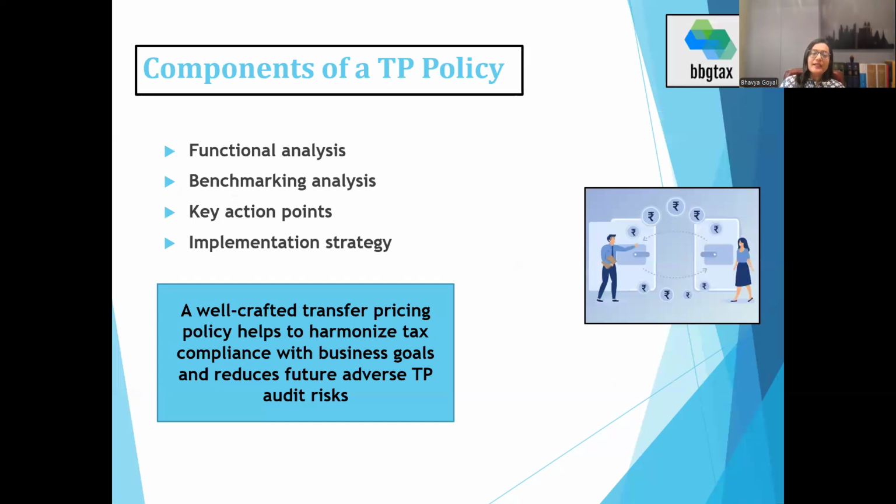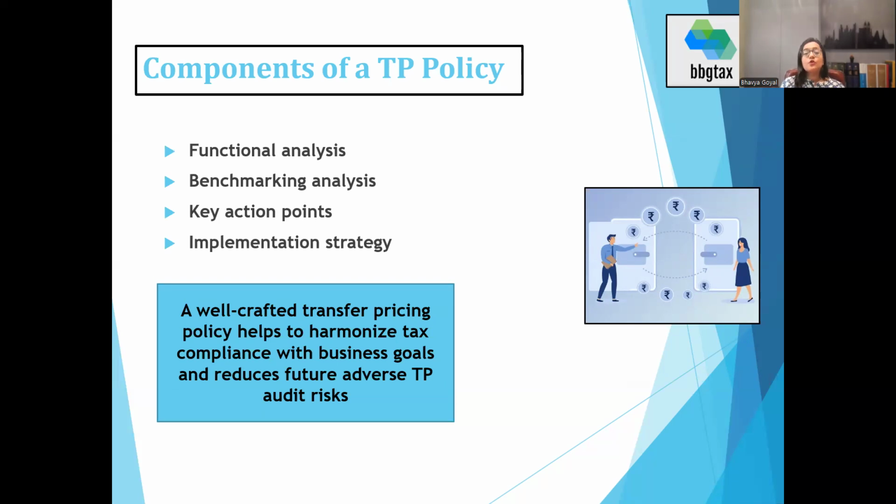Now, this slide lists certain components of a transfer pricing policy. A typical transfer pricing policy will consist of a functional analysis, a summary of the international transactions, and the benchmarking analysis for each and every international transaction. Then there will be certain key action points and an implementation strategy. It will depend on what purposes you are undertaking the transfer pricing policy documentation for.